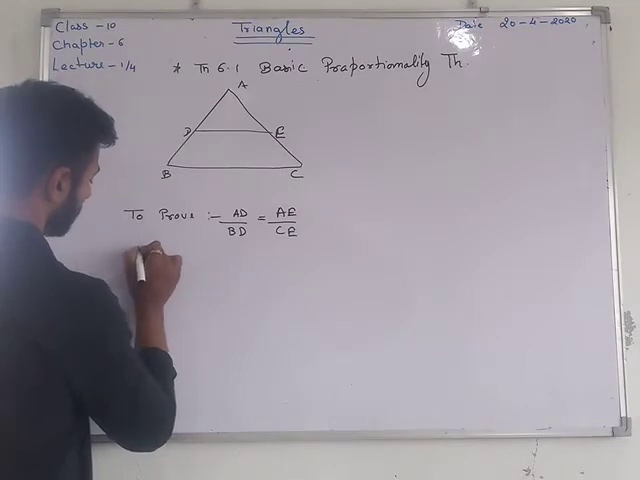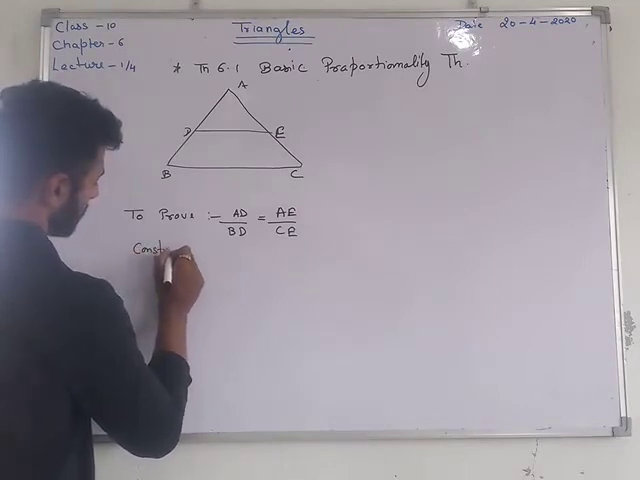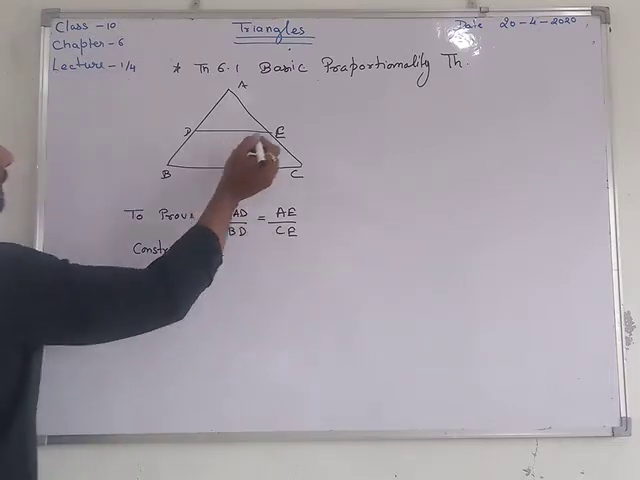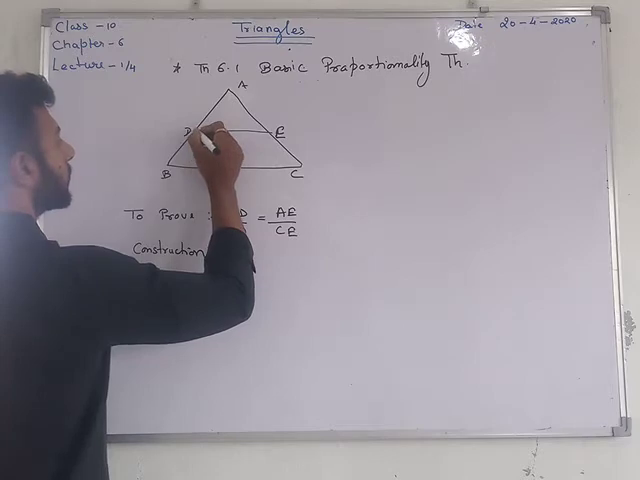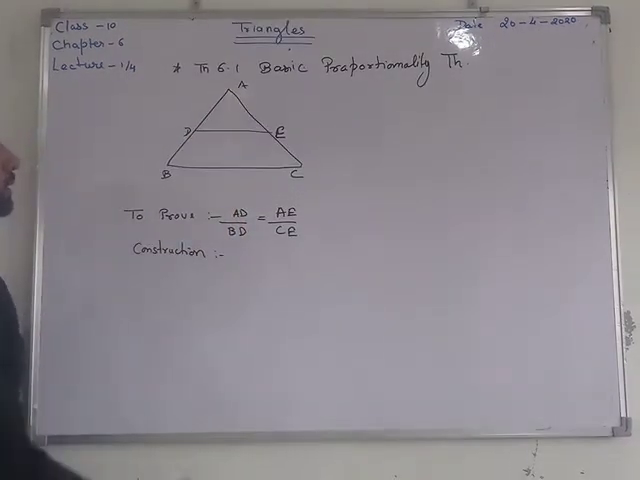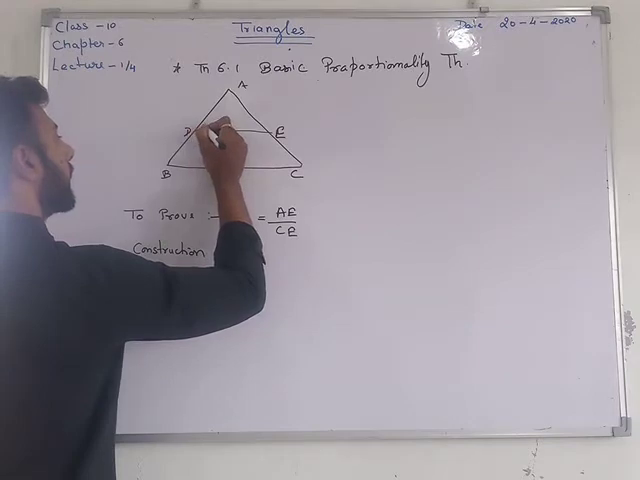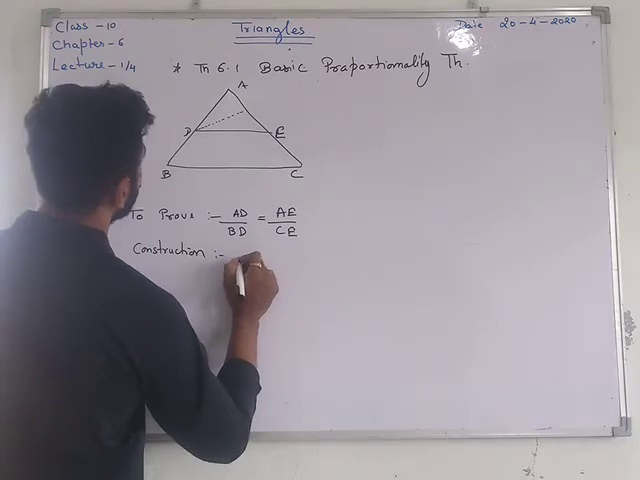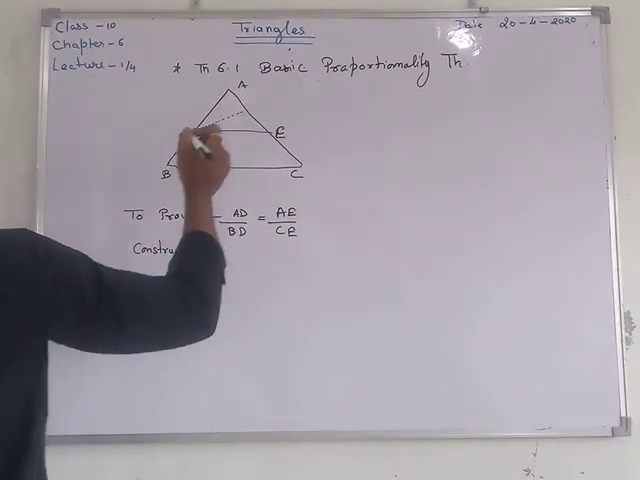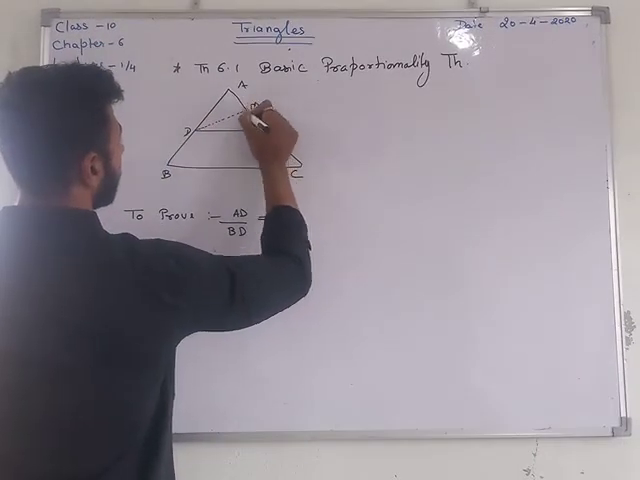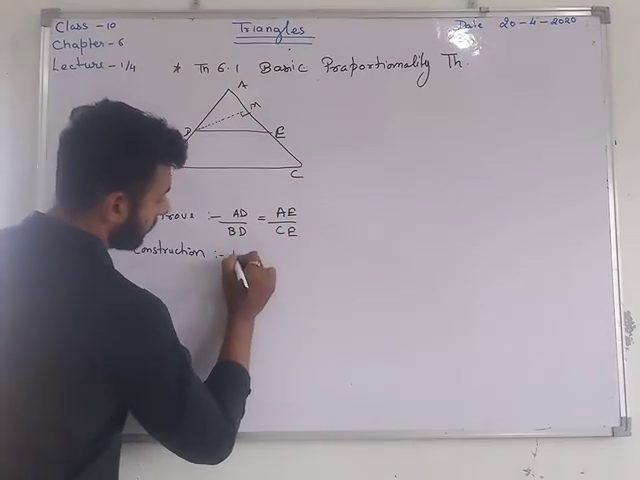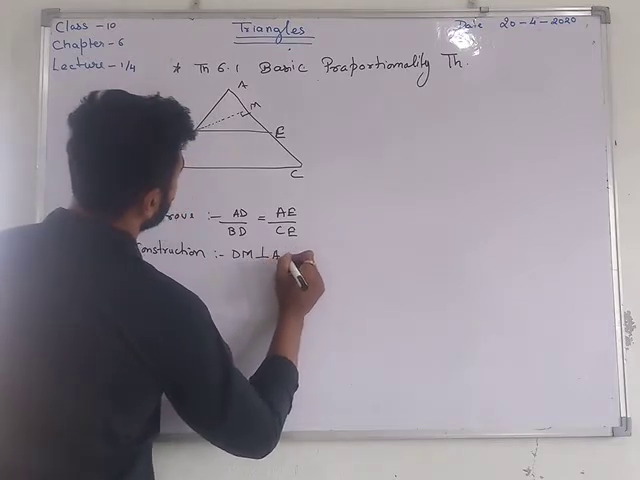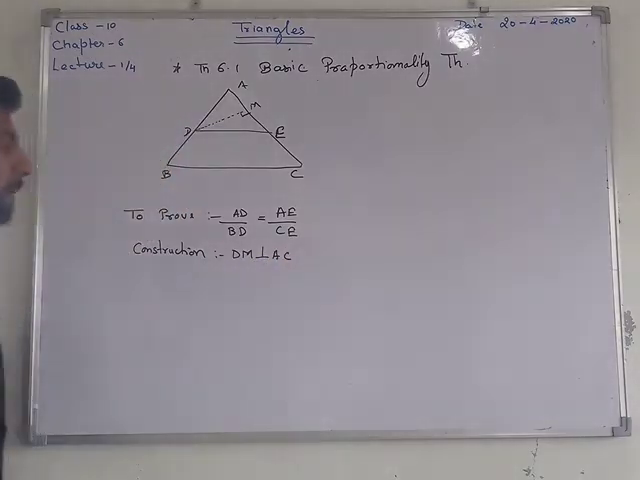Now the construction. We are making a perpendicular, or an altitude, from point D to AC. This is DM. We drop DM perpendicular to AC.